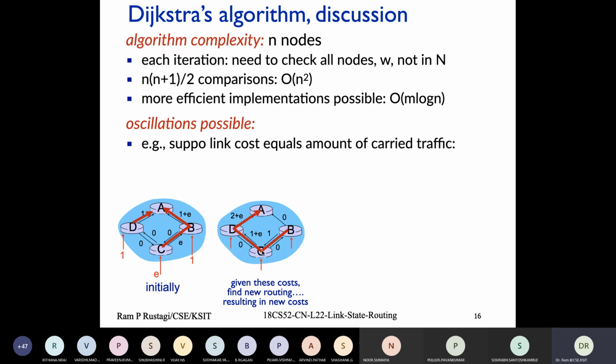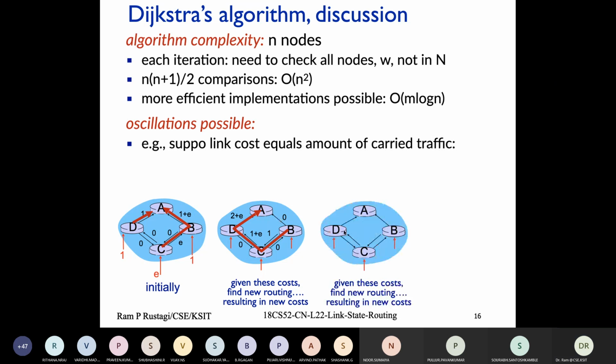This traffic, C is sending E unit of traffic, B is sending 1 unit, so this becomes 1 plus E. 1 plus E traffic, D is also sending 1 unit, this becomes 2 plus E. And this edge is 0, from D to C is 0, C to B is 0, B to A is 0. That means next time we compute, the whole thing will go this way, because this way cost is 0. So we'll recompute, update the cost, and next time we send traffic via this path.